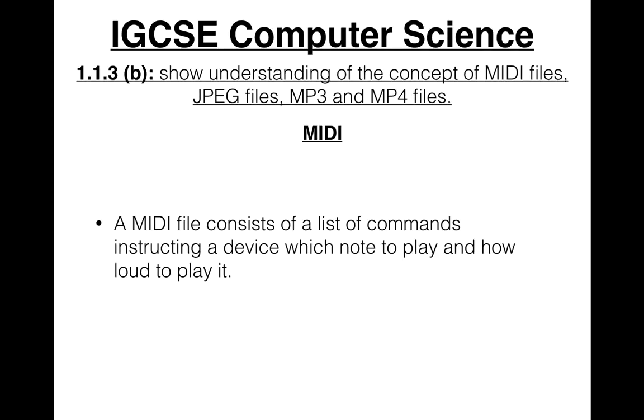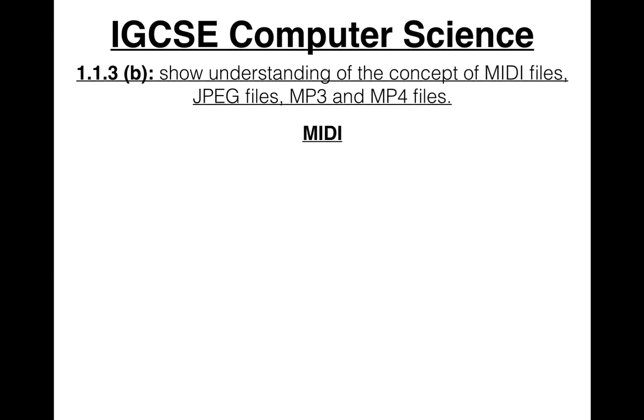A MIDI file consists of a list of commands, actually, instructing a device which note to play and how loud to play it. That's pretty cool, actually. You just have a list of commands telling you which note to play, and how loud or quiet to play it. And each command has a sequence of bytes. There are three that we're going to be talking about.